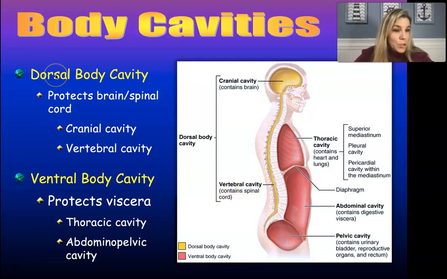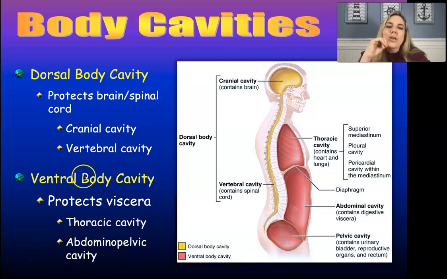So the dorsal body cavity is made up of two subcavities, the cranial and the vertebral. So we've got the cranial here, and the vertebral, protecting the spinal cord. The whole thing is the dorsal body cavity. On the other side, on the ventral side, we have the ventral body cavity, and we're going to break this into two sub areas.